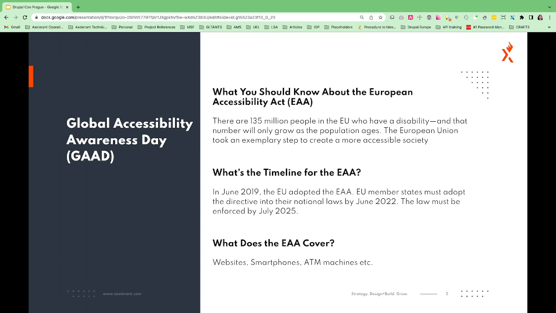And the last one, how does that cover? And what do we have to cover? Yes, of course, websites, smartphones, ATM machines, and a lot more to come. So everything should be accessible by everyone. And when we say accessible, it's not only for the person who cannot see. We have different segregations for accessibility. We will look into that later.